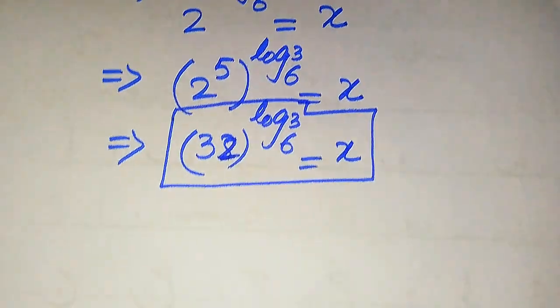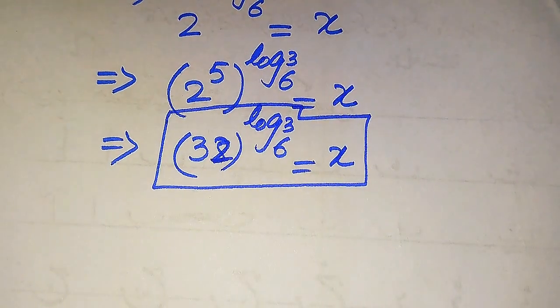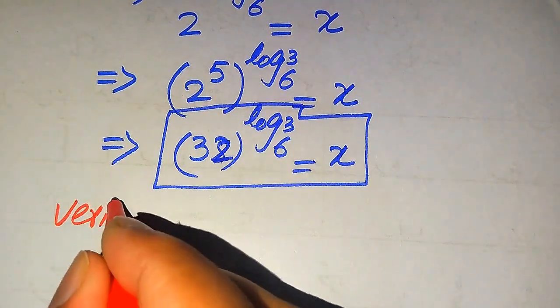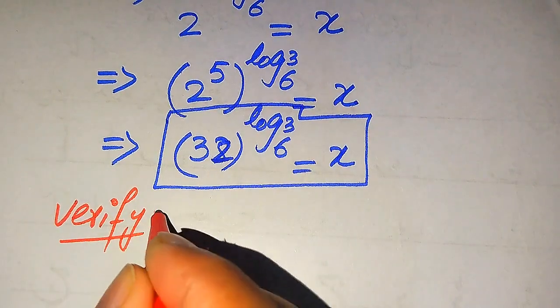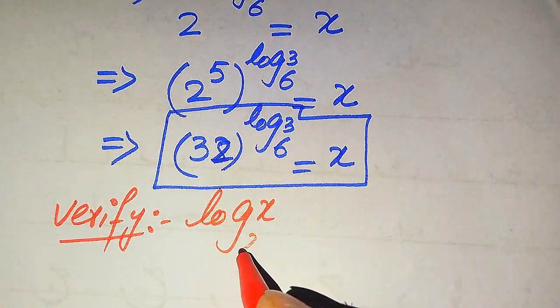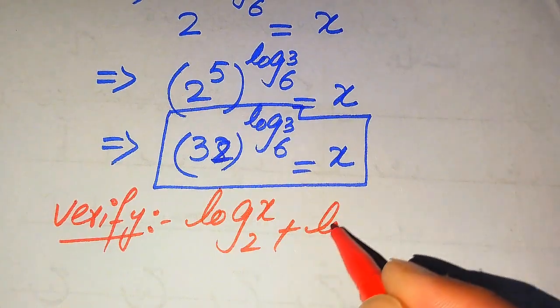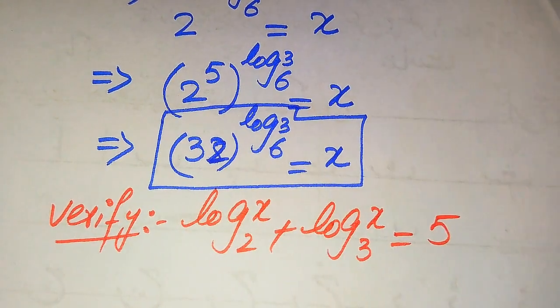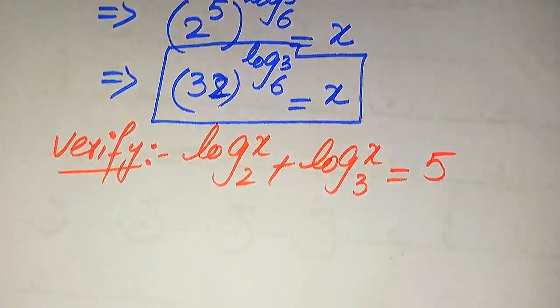Okay, so further in the next step we need to verify whether this value of x satisfies our given question statement or not. So for verification of this, we need to copy down the given question statement. Here it is log of x with base 2 plus log of x with base 3 is equal to 5. This is our given question statement, and here in the left hand side we substitute this value of x.